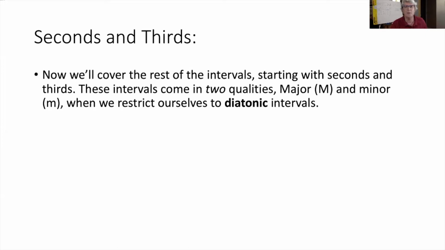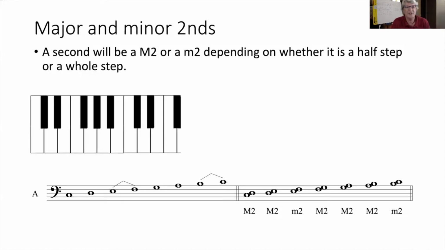These intervals come in 2 qualities. They can be major or they can be minor when we are restricting ourselves to diatonic intervals. Seconds and thirds are never perfect in the same way that a fifth is never a major fifth or a minor fifth. A second will be a major second or a minor second, depending on whether it is a half step or a whole step.